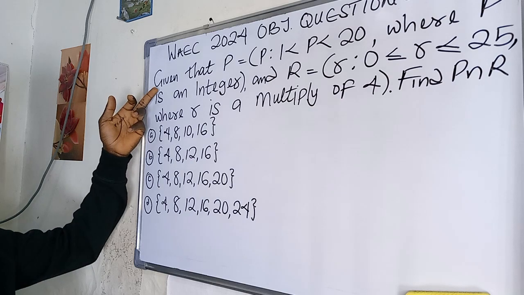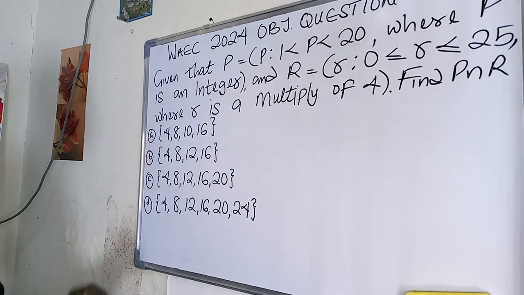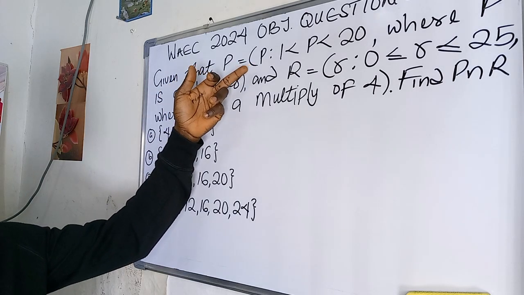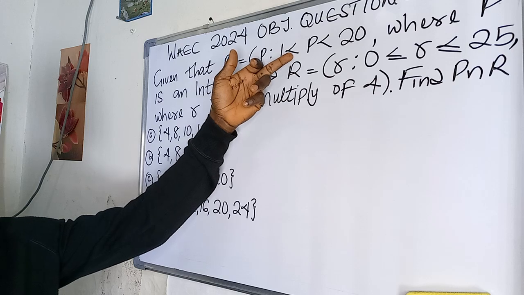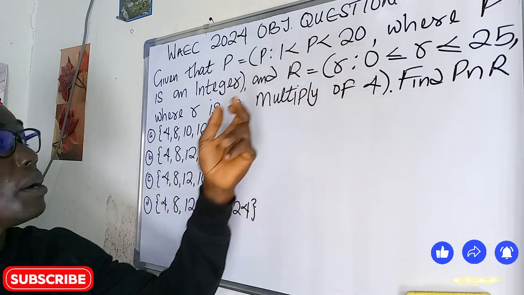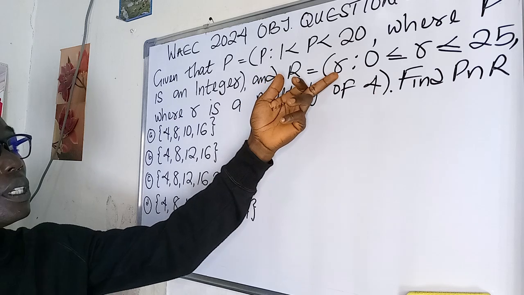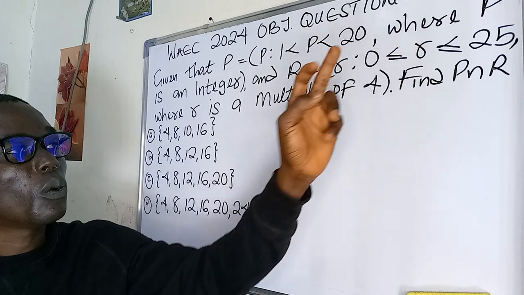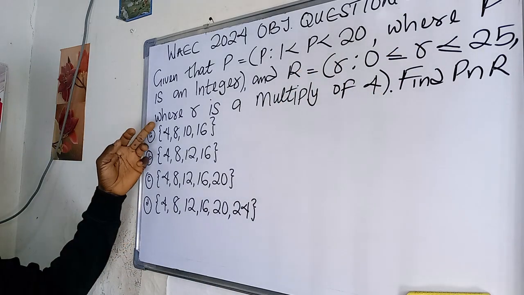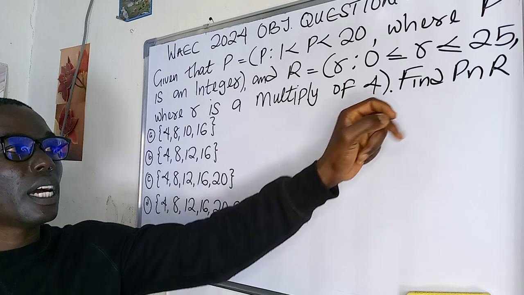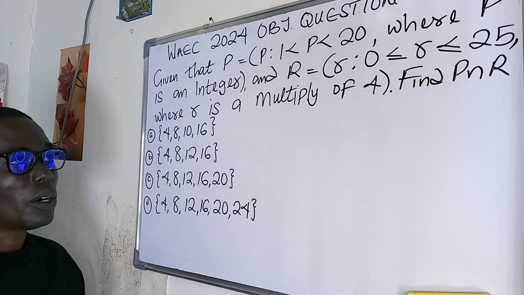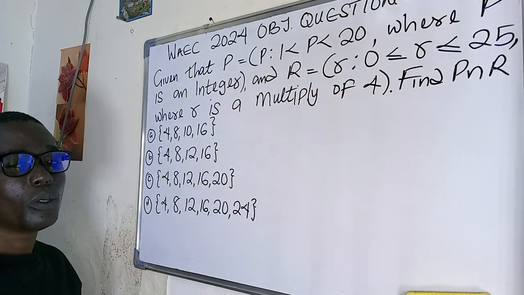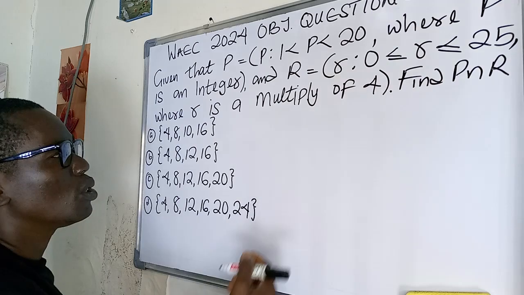In this question, we are asked to find the value of P intersect R, given that P is a value between 1 less than P and P less than 20, where P is an integer, and R is 0 less than or equal to R less than or equal to 25, where R is a multiple of 4. So all you need to do is find the values of P and the values of R, and then find the intersection between those two sets.